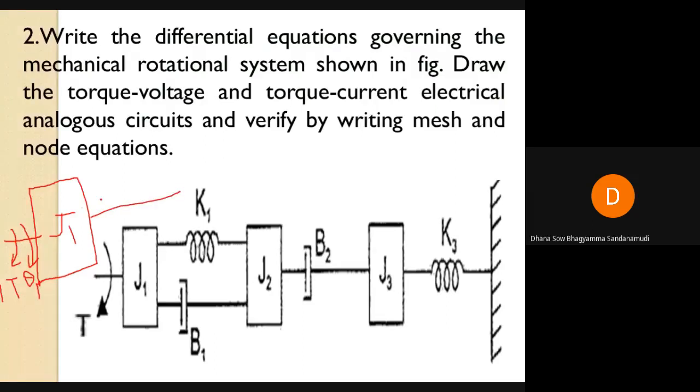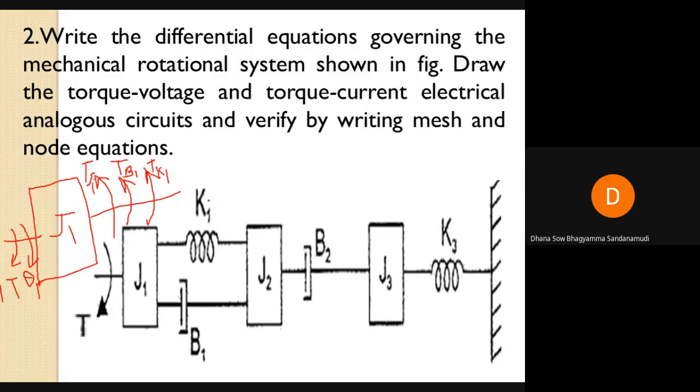So what are all the opposing torques? I'll draw the opposing torques in the opposite direction: torque due to J1, next torque due to B1, and the torque due to K1. These are all the opposing torques.